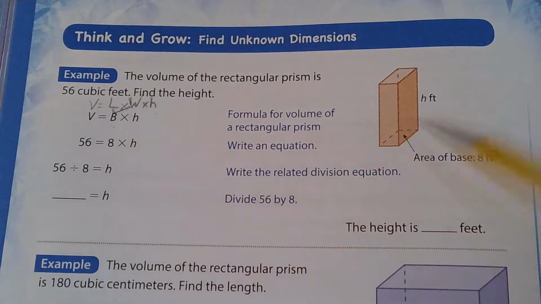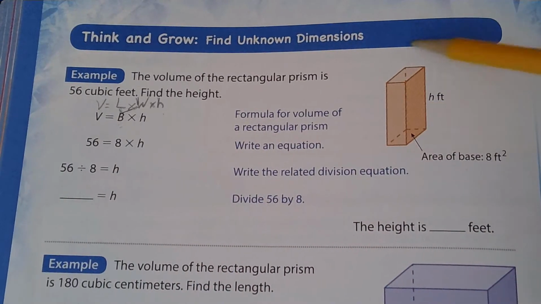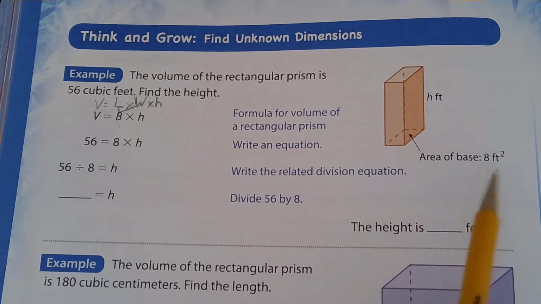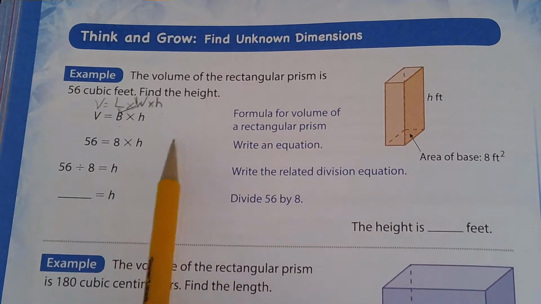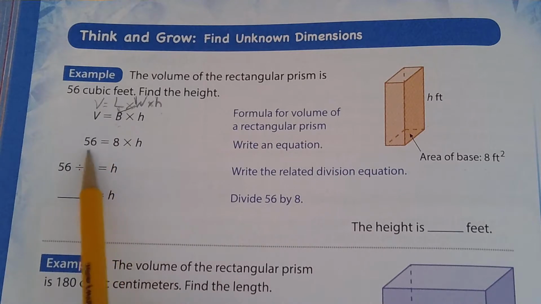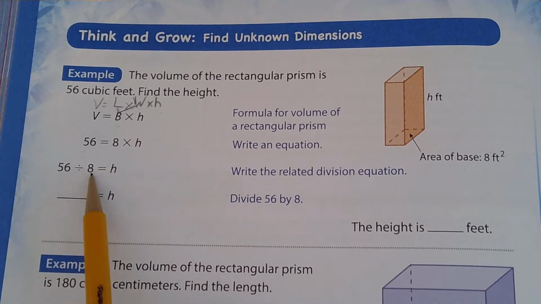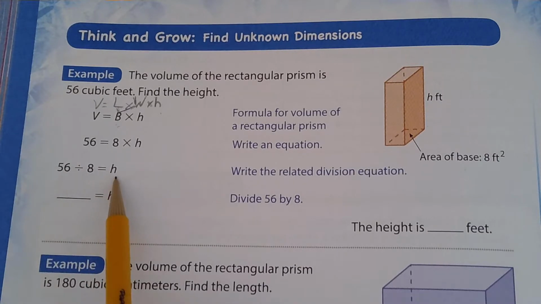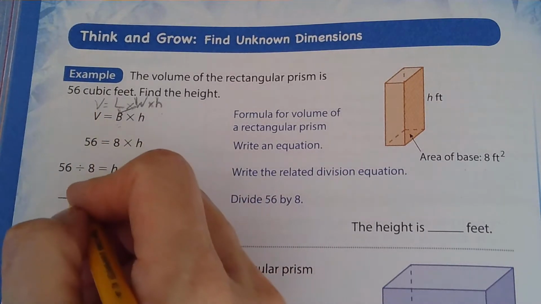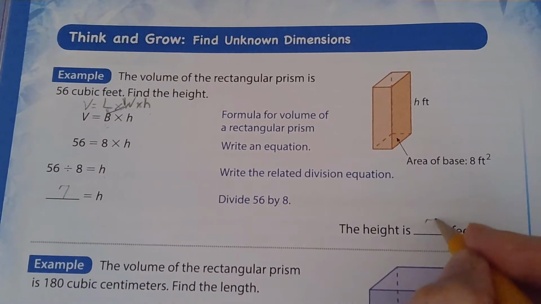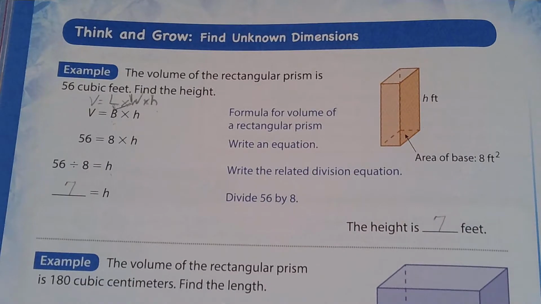The volume of this whole prism is 56 cubic feet. We know the area of the base, which was length times width, is 8 feet. So 56 equals 8 times what? Well, we know that 56 divided by 8 is 7. So 7 is your height, because 7 times 8 is 56. Therefore, the height is 7 feet.